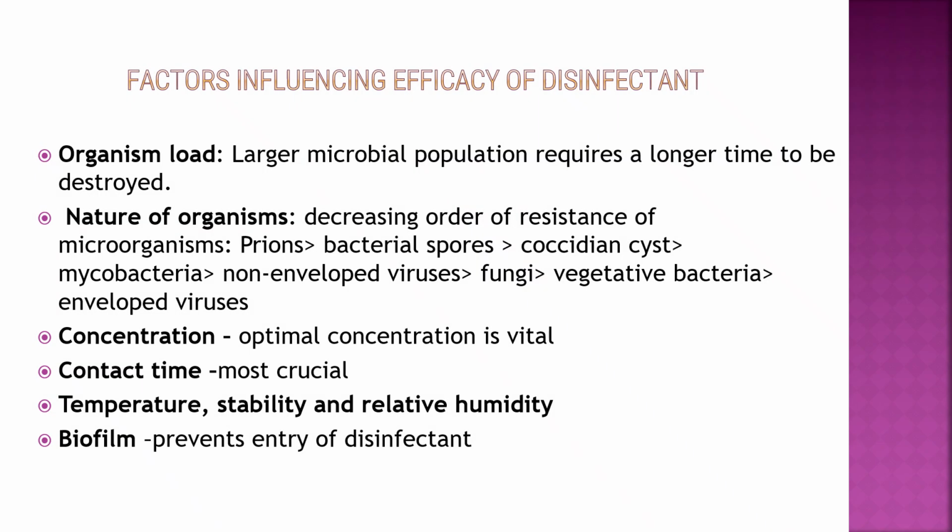Factors influencing the efficacy of the disinfectant. So it is organism load, nature of the organism. For example, prions or bacterial spores are highly resistant compared to other microorganisms like mycobacteria, viruses, fungi or vegetative bacteria. Then concentration: optimal concentration is required. Then contact time, temperature, stability, relative humidity, biofilm formation which prevents entry of disinfectant. So these are all the factors.